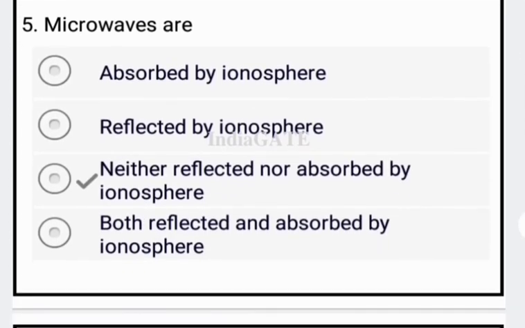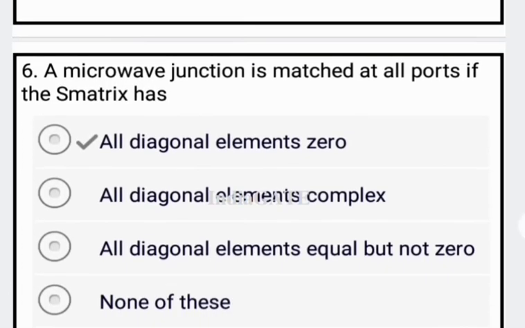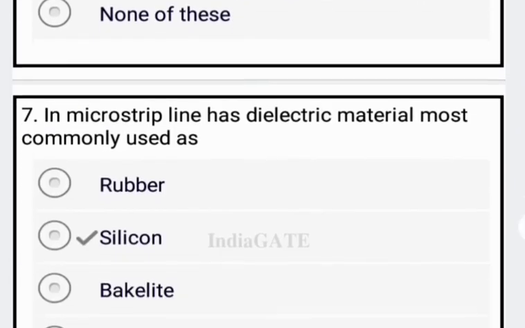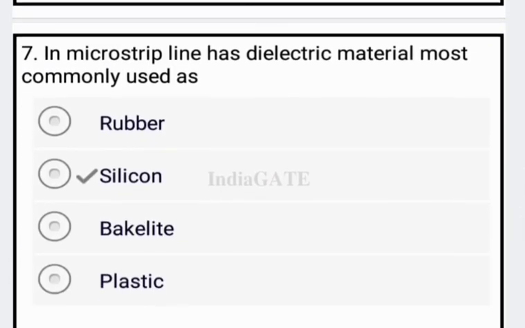Microwaves are, so the correct answer for this question is option C, that is neither reflected nor absorbed by the ionosphere. Next question, a microwave junction is matched at all ports if the scattering matrix has all the diagonal elements 0. So option A is your correct answer. Next question, in a microstrip line the dielectric material most commonly used is silicon. So option B is your correct answer.